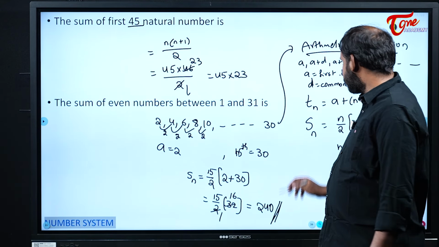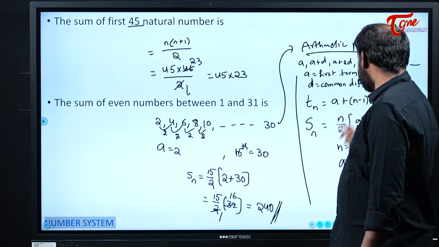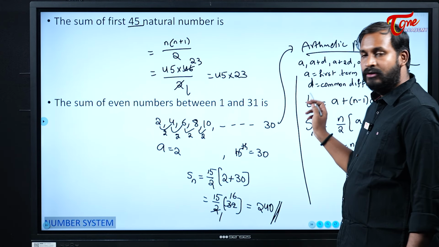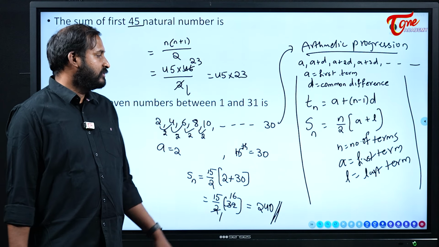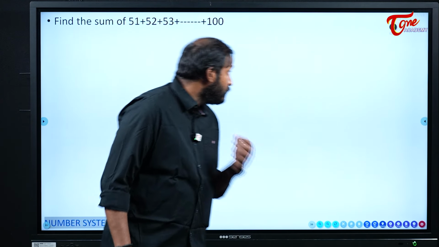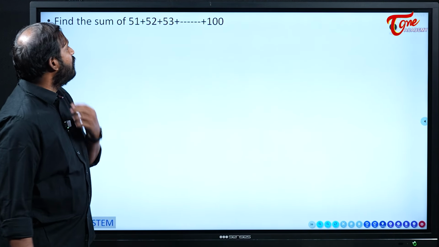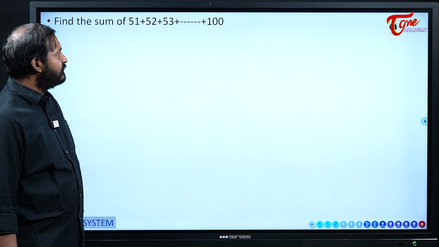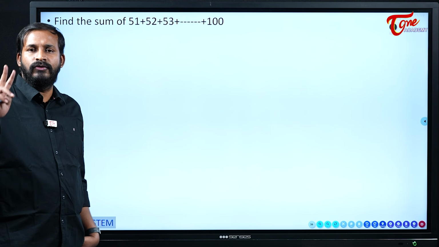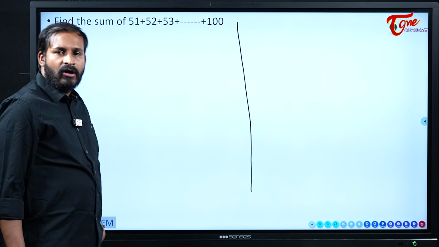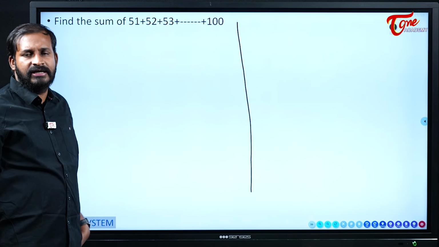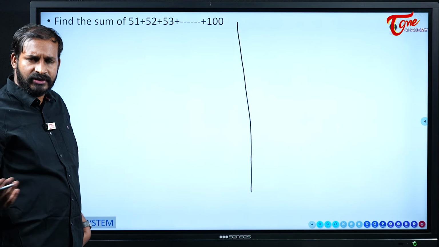Sometimes we will use these concepts. If you don't know the nth term also, we will substitute in this and we will try to get our answers. So like this. Next one. Find the sum of 51 plus 52 plus 53 and so on. See, we can solve this one in two different ways. If you know the arithmetic progression, that is very, very simple. Or else you can go with the basic and standard sum to n natural numbers formula also.